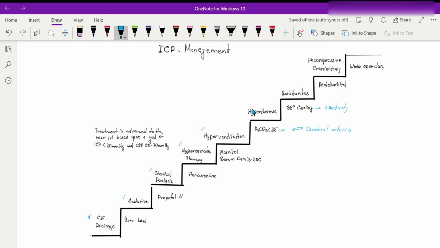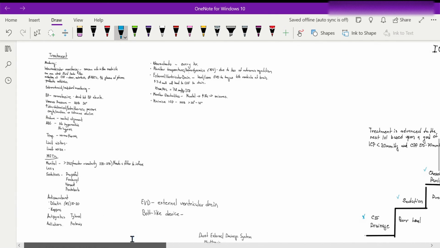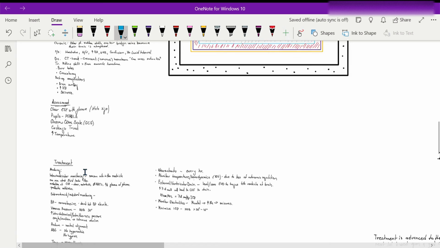Then if this combination of interventions doesn't work, barbiturates are given, pentobarbital, and if nothing else works, decompressive craniectomy is an option. So this is just a few steps, and here's some more information.